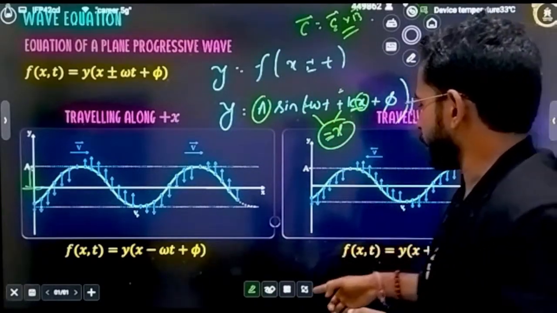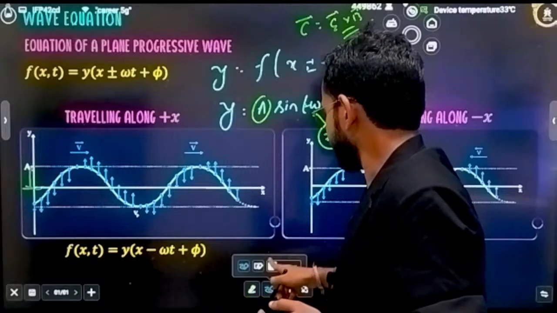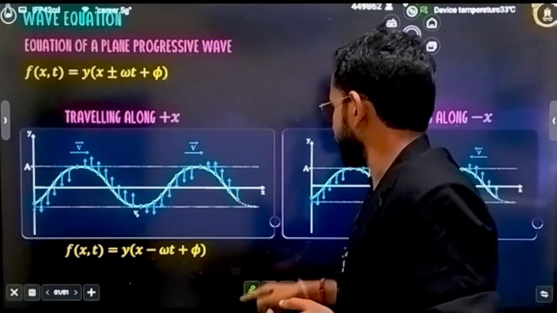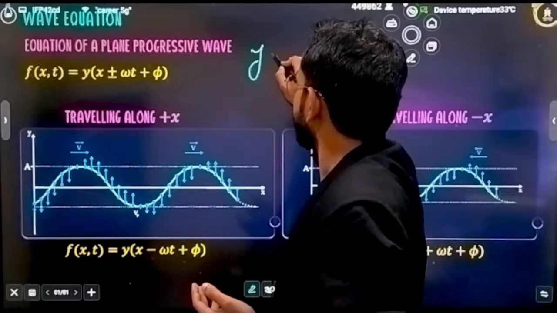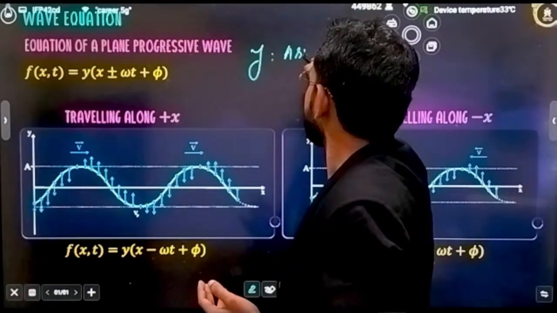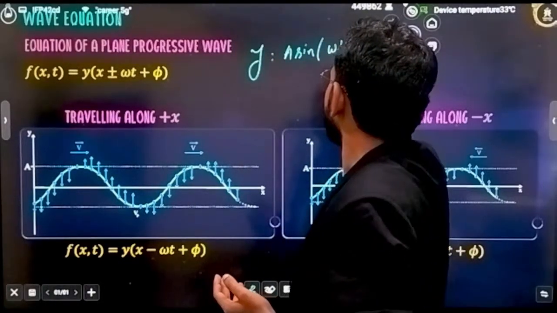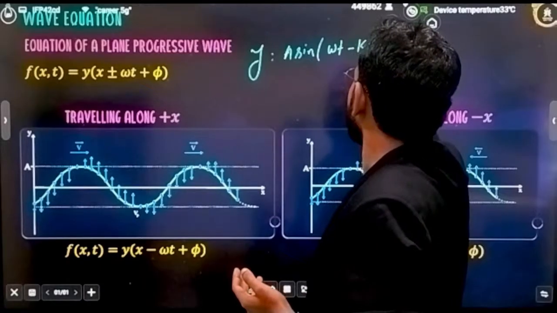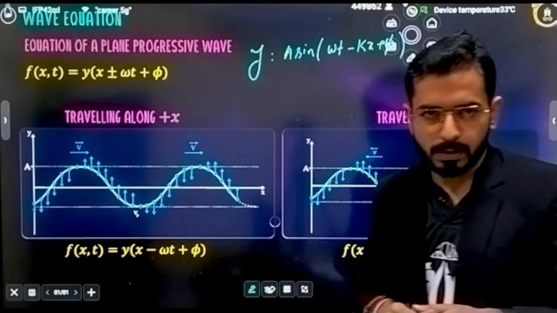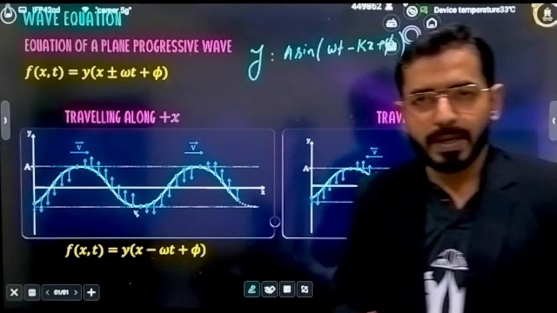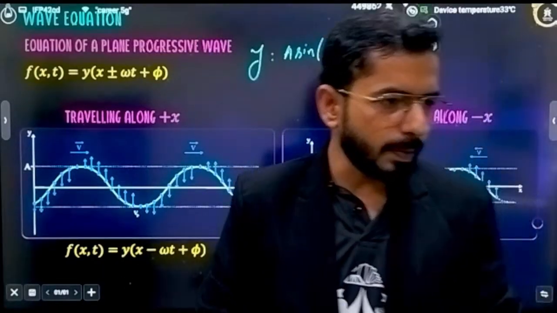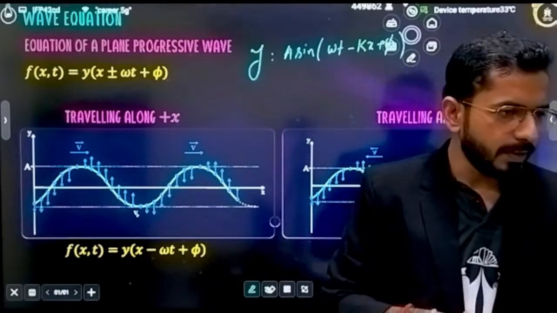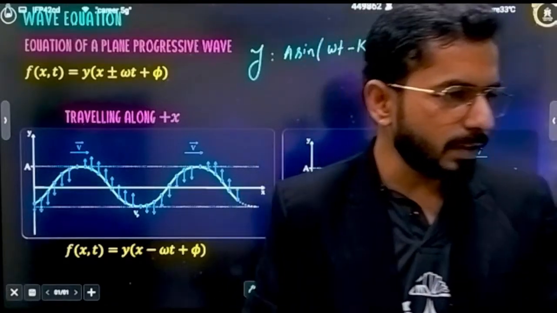See, now let's take one more example, because some students will say that it is not clear. Let's suppose y is given as a sine of omega t minus kz plus phi, for example. Now if I ask you, tell me what is the direction of propagation of this wave? Can anyone tell me what is the direction of propagation?